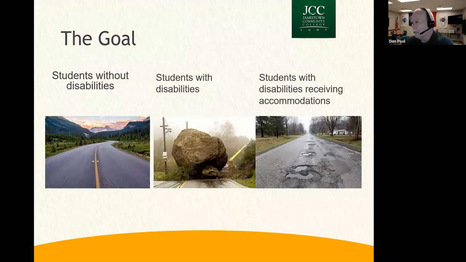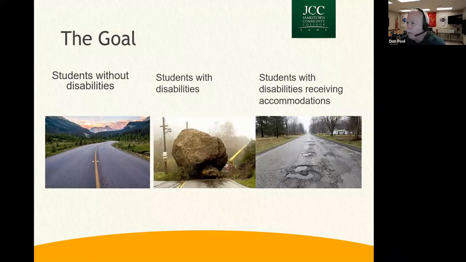The second picture, the one in the middle, that road is completely blocked by this huge boulder, and you can't get through. And that's a lot of times what a disability looks like to somebody as they're trying to gain access to education or whatever it is, that there's this barrier or this boulder in the way of you getting to your destination, you following your path.